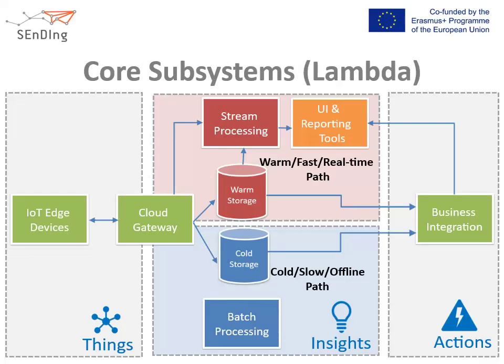In the view of the Lambda architecture, the core subsystems of the IoT application architecture are shown in this figure. The stream processor along with the warm storage lie within the warm path, which can also be called the fast or real-time path. On the other hand, the batch processor and the cold storage lie within the cold path, which is also known as the slow or offline path.